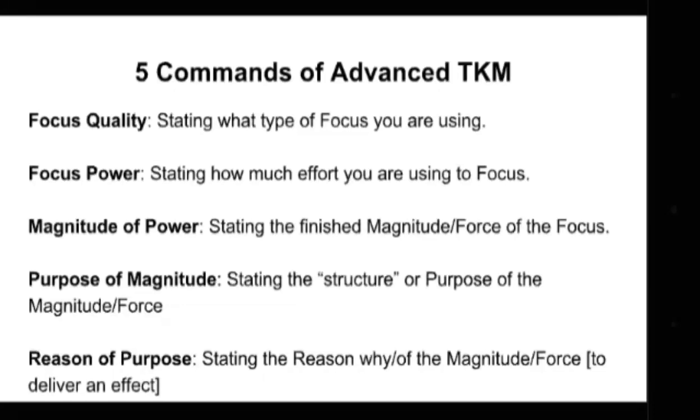Now that we have an idea of what an advanced manipulation attack can look like, here is a simple overview of everything that we just learned about advanced telekinetic manipulation. The first one is the focus quality, which is stating what type of focus you are using. The second one is focus power, which is stating how much effort you are using to focus. The next one is the magnitude of power, which is stating the finished magnitude or force of the focus.